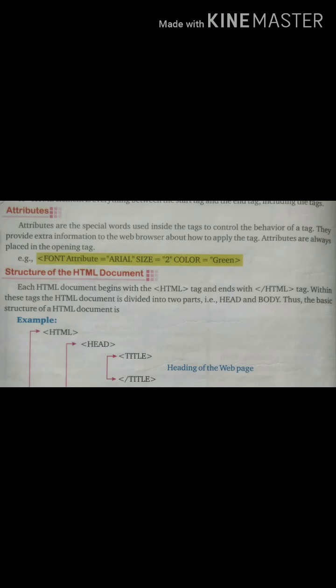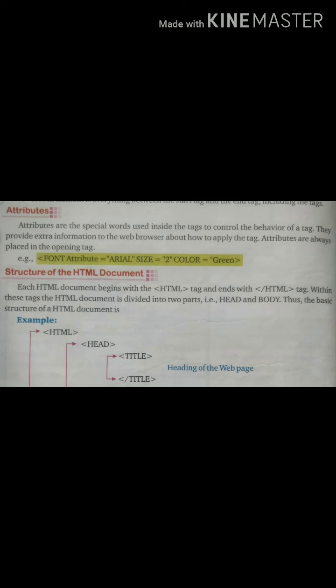Good morning, students. Today, let us continue our chapter and let us discuss attributes. Now, attributes are special words used inside the tag to control the behavior of a tag. They provide extra information to the web browser about how to apply the tag. Attributes are always placed in the opening tag.